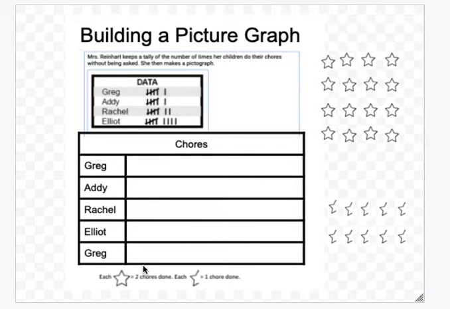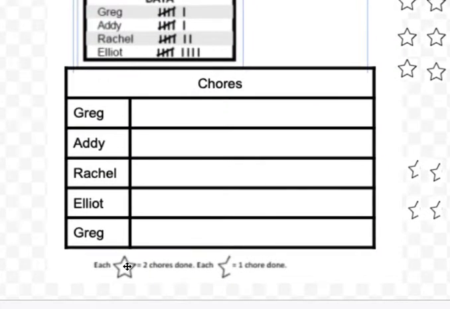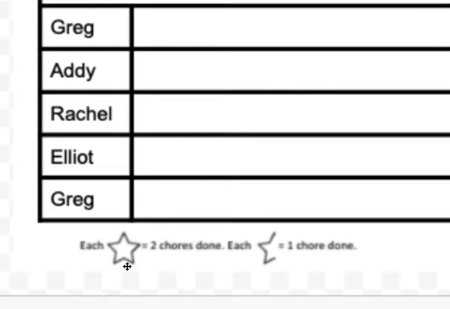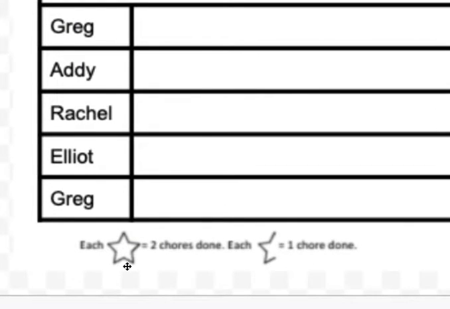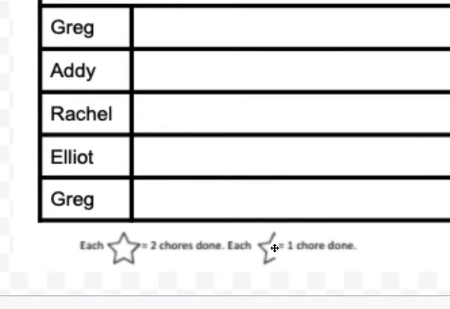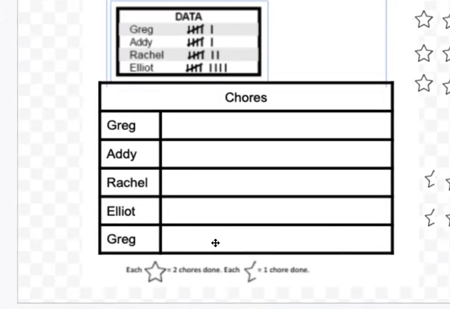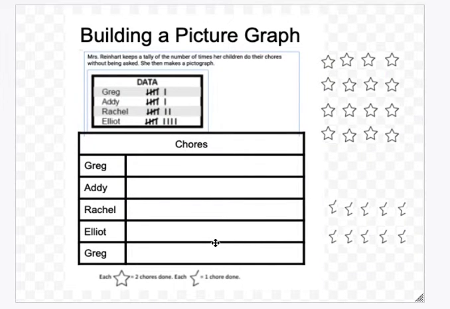What we have to take into account, let me see if I can make it bigger here. Each star, we're going to be using stars, each star equals 2 chores done. Each half a star equals 1 chore done. So, let me see if I can scroll us back down here. I've built these stars over here, and then here are the stars down here for the half stars that equal 1. These stars equal 2. These stars equal 1.